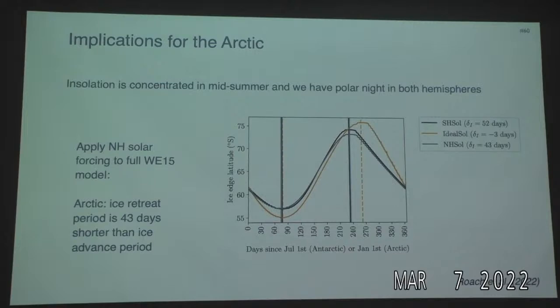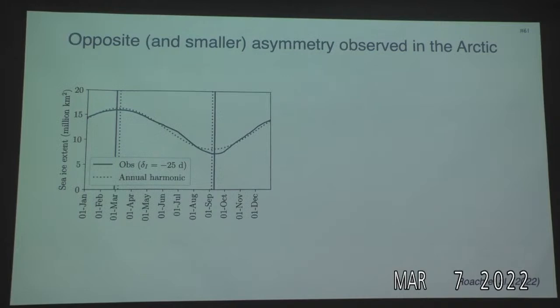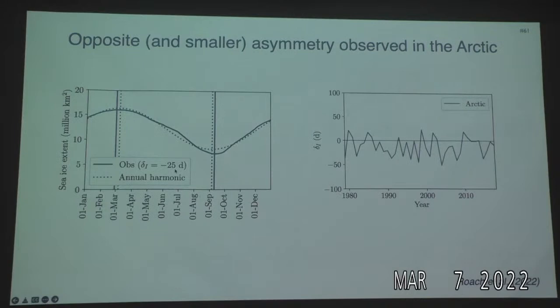But this is from our idealized model, and when we look at the satellite observations for sea ice extent in the Arctic, there is an opposite and smaller asymmetry observed. Here I'm showing again the climatology from satellite observations. This is the seasonal cycle of sea ice extent in the thick lines, and the dashed lines show its annual harmonic. So now we have a slower retreat period versus a slightly faster growth period, with a delta of minus 25 days. You can also look at this over the full period, and there's potentially more variability, but there's no statistically significant trend over the satellite record.